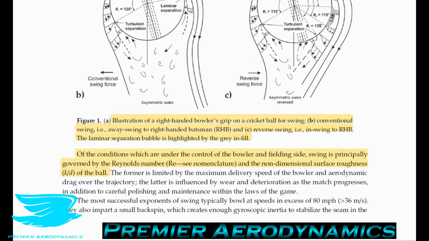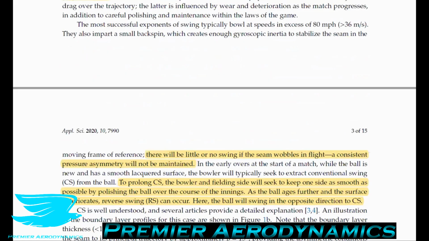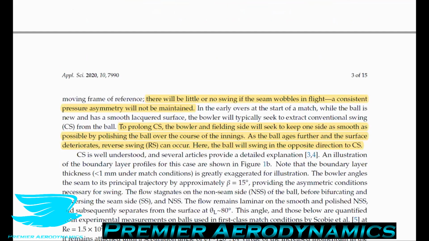So moving on, they say, of the conditions which are under the control of the bowler and fielding side, swing is principally governed by the Reynolds number and the non-dimensional surface roughness of the ball. There will be little or no swing if the seam wobbles in flight, and consistent pressure asymmetry will not be maintained. So as I mentioned earlier, if you have this seam and you don't put that backspin on there for the gyroscopic stabilization, as they were saying, then the seam will wobble a little bit and you won't get nearly as much swing. To prolong the conventional swing, the bowler and the fielding side will seek to keep one side as smooth as possible by polishing the ball over the course of the innings, and that's true.